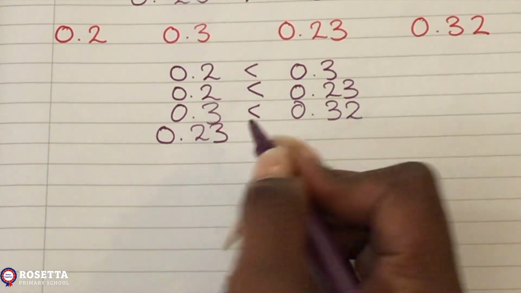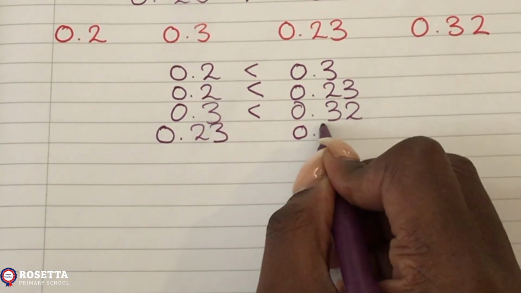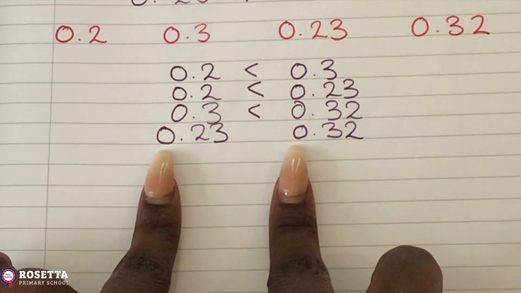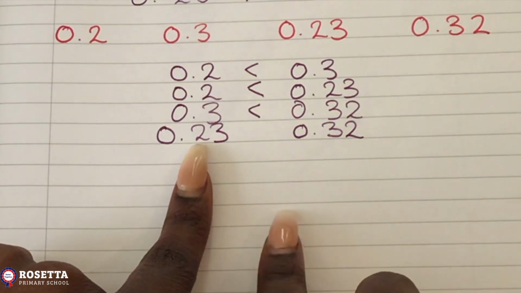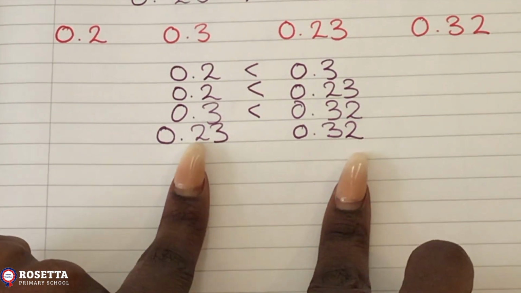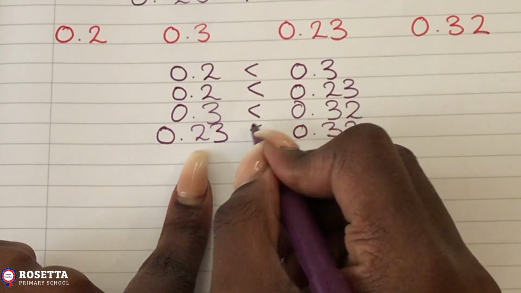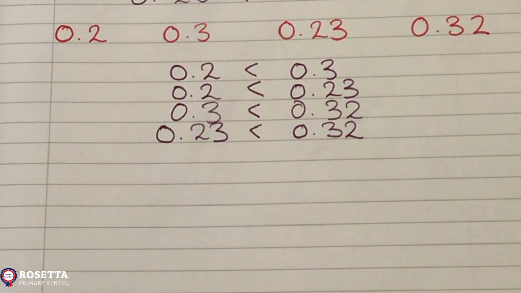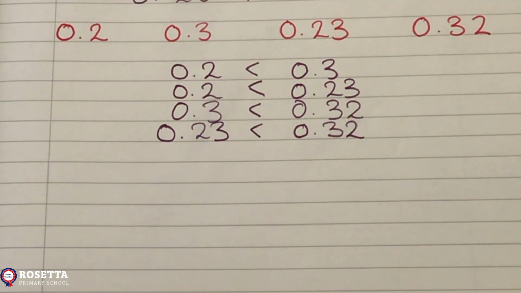Let's do one more comparison. 0.23 and 0.32. Both numbers have no ones. This number has 2 tenths, and this number has 3 tenths, which means straight away this number is smaller. This number is less than this number. 0.23 is less than 0.32.